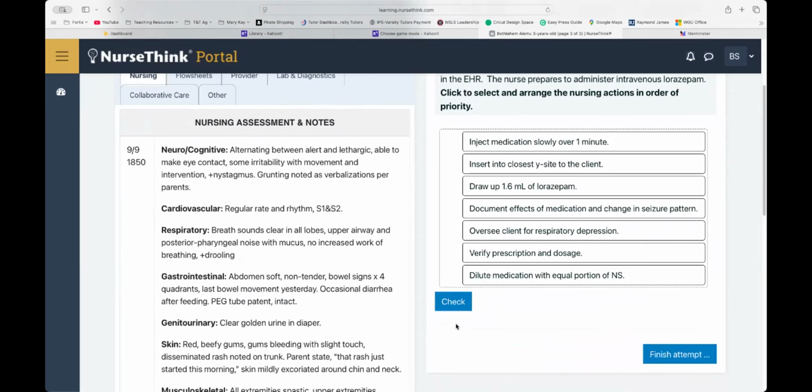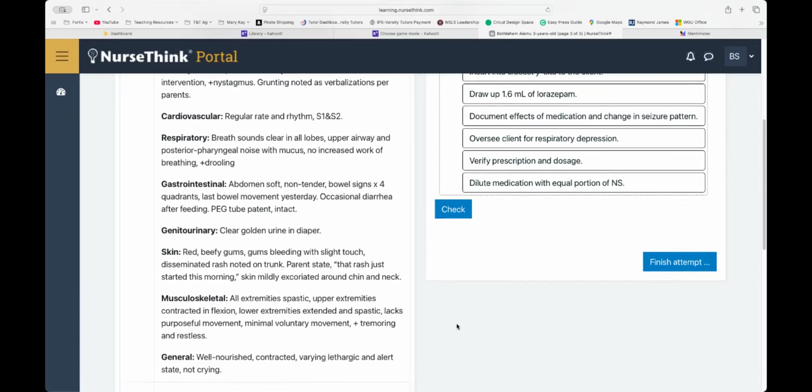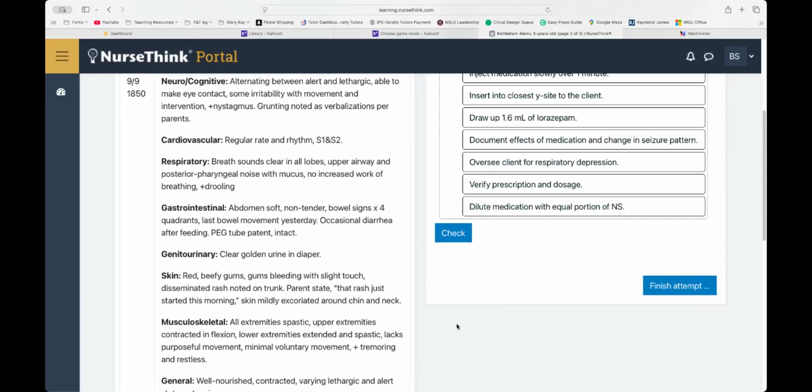So looking at our assessment, we alternate between alert and lethargic. We can make eye contact. We have some irritability with movement and intervention. We are positive for nystagmus. We have grunting for our verbalizations per our parents.